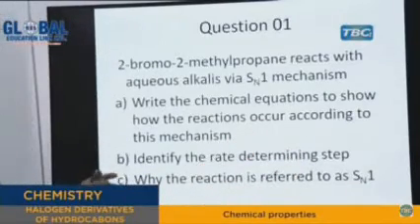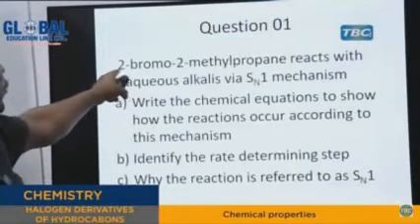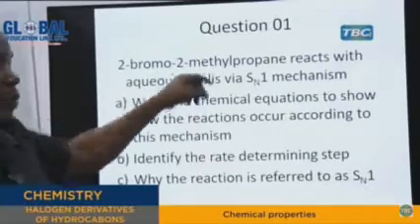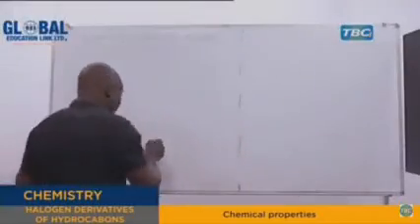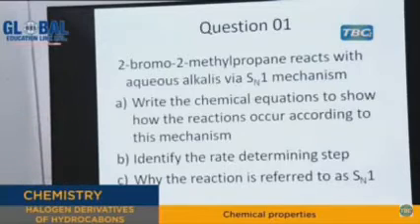So to answer that question, let us start by writing the formula of 2-bromo-2-methyl propane. 2-bromo-2-methyl-propane, our longest chain is propane, so it has 3 carbon atoms.